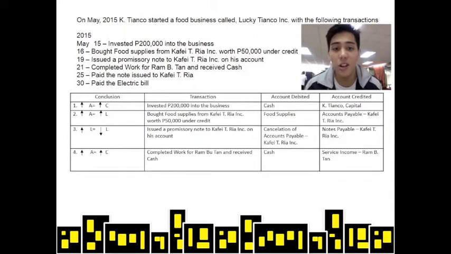Now let's talk about the fourth transaction, which is completed work for Rambutan and received cash. So you're receiving cash and you did service. So that's going to be an increase in asset is equal to an increase in capital since you're gaining cash and you did service income.